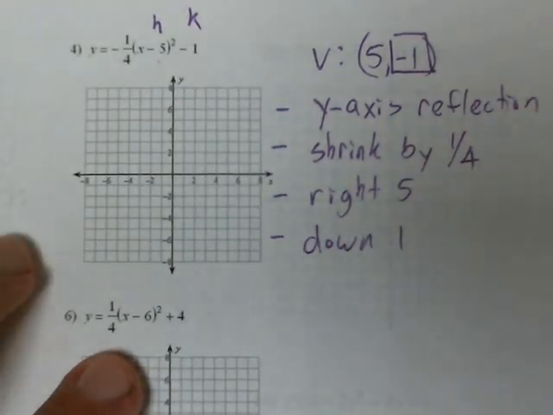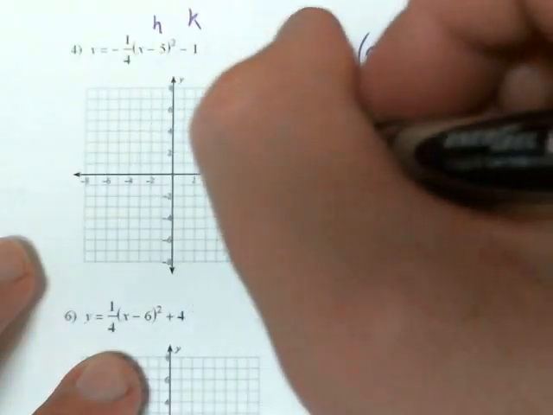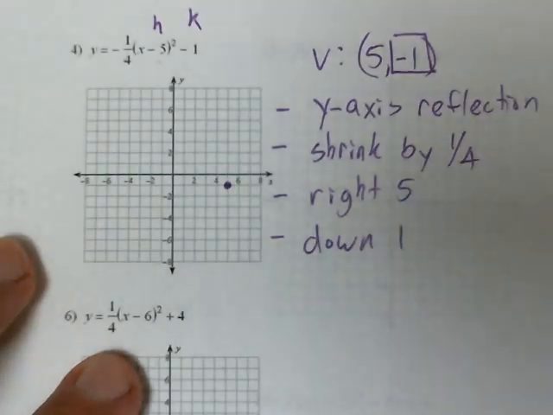All right, now we need to plot it. So my vertex is (5, -1). Make sure you plot that correctly.